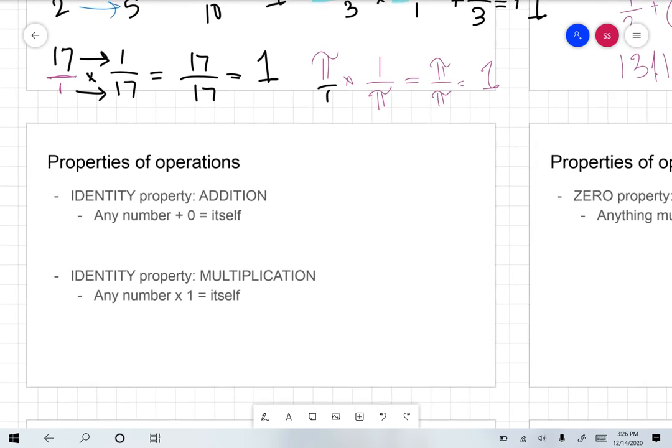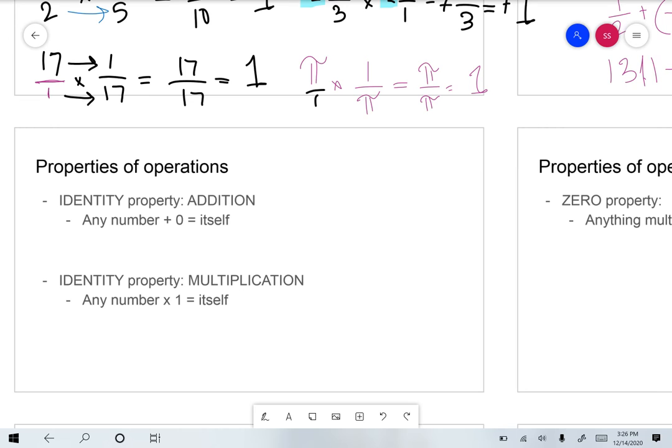Now I'm going to go over 3 more properties that are not listed on the front page of that packet, but I would write them down because they are still very important. The first one is identity property of addition. So keywords there, identity. So think about the word identity.